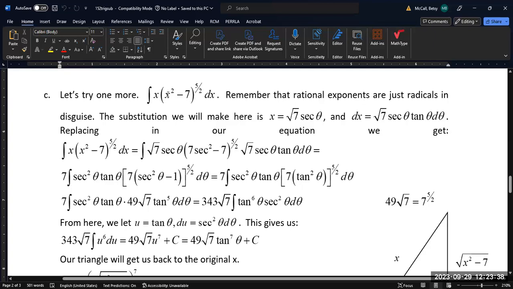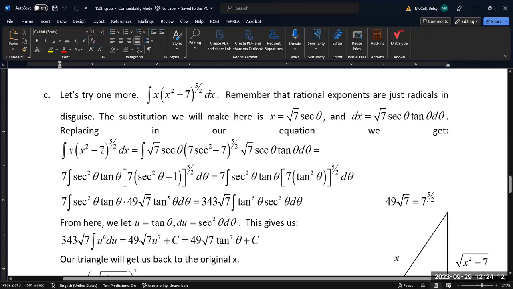And then our function here is just x. So we're going to replace x with the square root of 7 times secant theta. And the derivative of that is therefore radical 7 times secant theta tangent theta. And when we replace our secant into our radical expression here, this should reduce to the square root of 7 times tangent theta, because it's related with the Pythagorean identity. But let's walk through this and see if that actually happens.